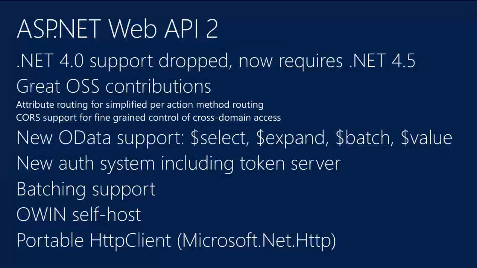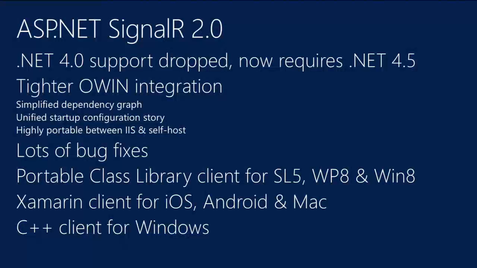And the portable HTTP client for calling into your web APIs from smart clients, devices, and whatnot. ASP.NET SignalR 2, again, dropping 4.0 on the server, moving to 4.5. Much tighter OWIN integration, which simplifies the dependency stack and makes the applications much more portable, so you can move them to self-host and back to IIS very simply. Lets you configure middleware, common auth between Web API, SignalR, and other OWIN-compliant frameworks. Lots and lots of bug fixes in SignalR 2.0.